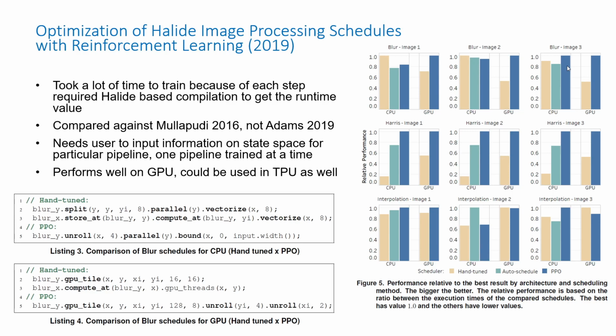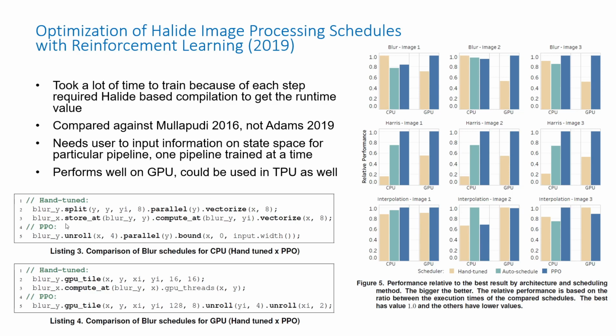But also, Mullapudi does not work with GPU. And in that case, the reinforcement learning clearly beat the hand optimized version of the user. The same goes for Harris corner detection. In all cases, the reinforcement learning is beating both Mullapudi and also the hand-optimized version of Harris corner detection, in both CPU and GPU. And for the interpolation, Mullapudi performed better only in one image, and the hand tune basically outperforms in 2 out of 3 images.